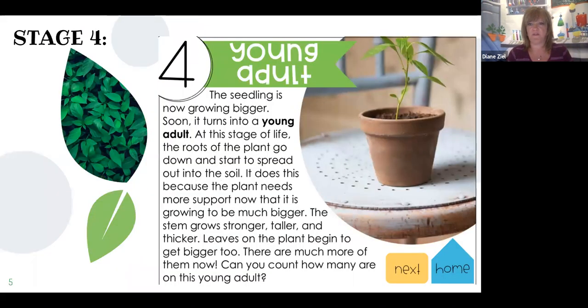Stage four is called the young adult stage. The seedling is now growing bigger, and soon it turns into a young adult. At this stage of life, the roots of the plant go down and start to spread out into the soil. It does this because the plant needs more support now that it is bigger and growing to be much bigger. The stem grows stronger, taller, and thicker. The leaves on the plant begin to get bigger too. There are much more of them now. Can you count how many are on this young adult plant in the picture?